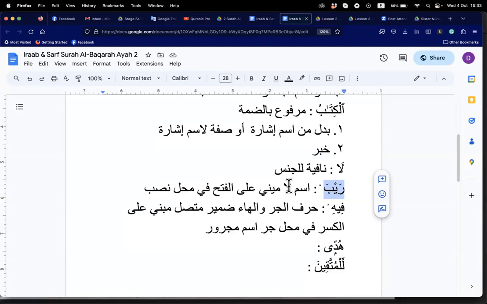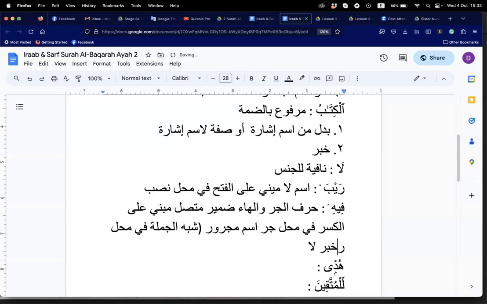Okay. And then the whole thing here, fihi, will be a khabar of la nafiyah, right? Yes, correct. The khabar of la. Okay, basically, you might also see something like shibul jumlah fi mahali rafa. Shibul jumlah is a fragment, basically, not any kind of fragment, just jar wa majrur and zarf. Okay, that's a shibul jumlah.